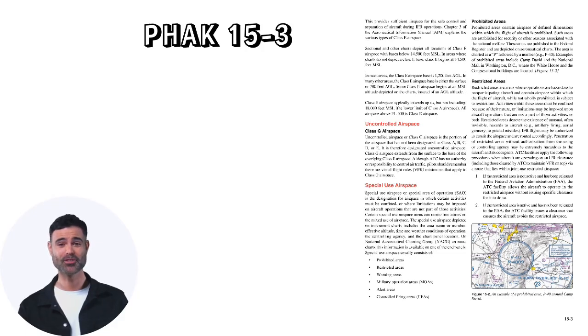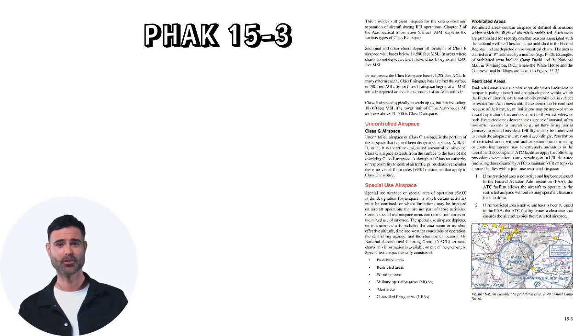Uncontrolled airspace, Class G airspace. Uncontrolled airspace or Class G airspace is the portion of the airspace that has not been designated as Class A, B, C, D, or E. It is therefore designated uncontrolled airspace. Class G airspace extends from the surface to the base of the overlying Class E airspace. Although ATC has no authority or responsibility to control air traffic, pilots should remember there are visual flight rules (VFR) minimums that apply to Class G airspace.